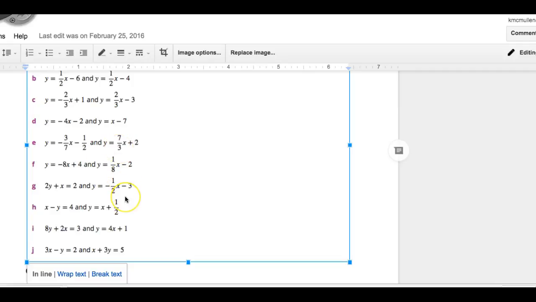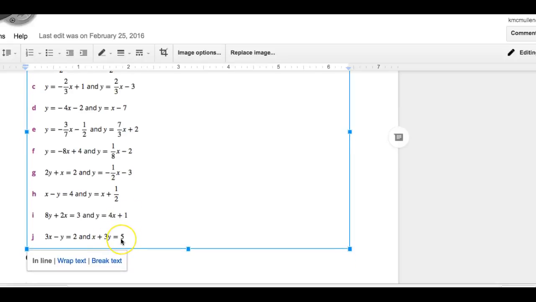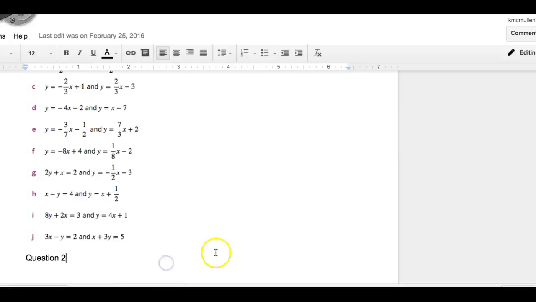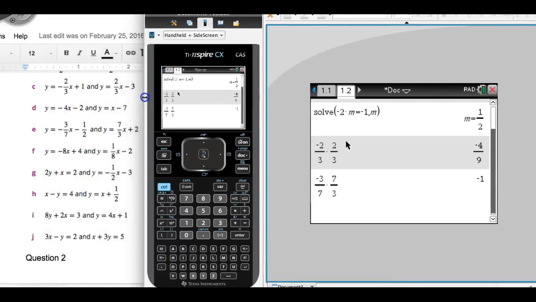All right, before we do that, let's skip down to question J. So J, we have 3x minus y equals 2, and x plus 3y equals 5. So before you decide on what the gradient is, you need to use your calculator, and I might just move that so I can see the equations. Now remember, solve in maths is your best friend, really.